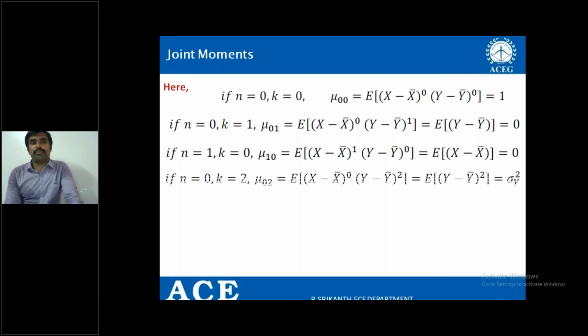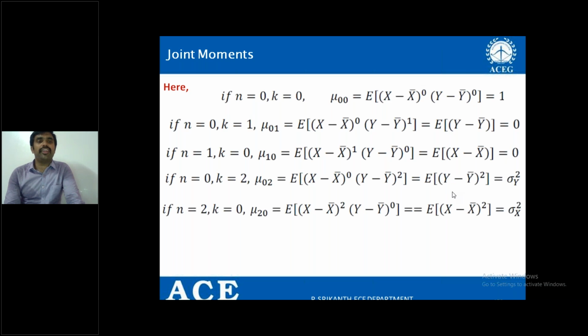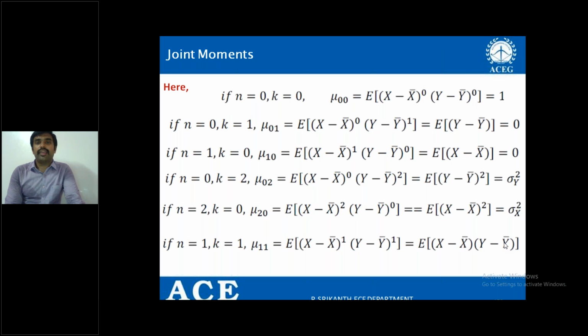If I take the second order moment, that is n equal to 0 and k equal to 2, it is giving what? The variance of the random variable y. Similarly, if n equal to 2 and k equal to 0, it is giving the variance of the random variable x, that is sigma x square. Similarly here, if I take the second order central moment, if n equal to 1 and k equal to 1, the mu11 becomes expectation of x minus x bar into y minus y bar, right?